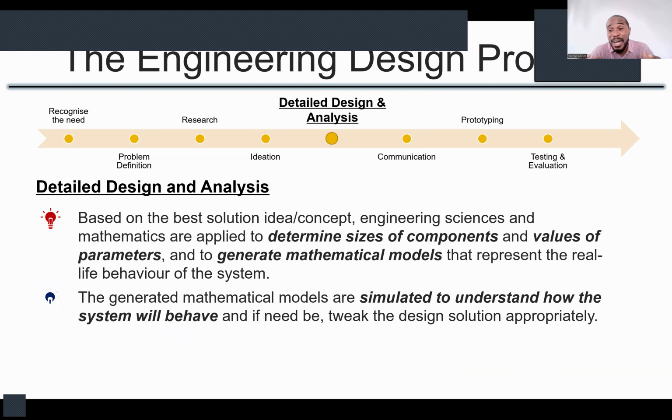You will generate mathematical models that will represent the behavior of that thing, okay? So that you can work with it, you can check, what if temperatures get like this? What is going to happen with this? You simulate. That is what you do in the detailed design and analysis stage. The generated mathematical models, you can now simulate them to understand how the system will behave. If the system is behaving how you don't like, then you go back and tweak. That's the essence. So that you don't go and build a model, build another one, and waste money and materials, and you destroy, build, and it didn't work. No, that's what simulation is for.